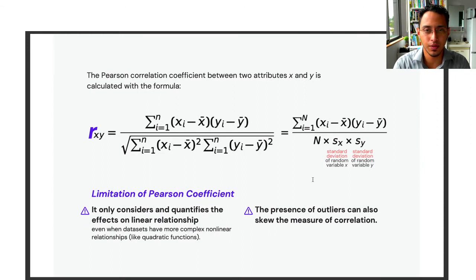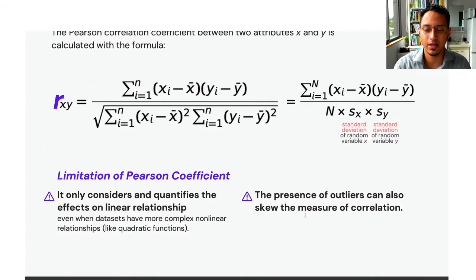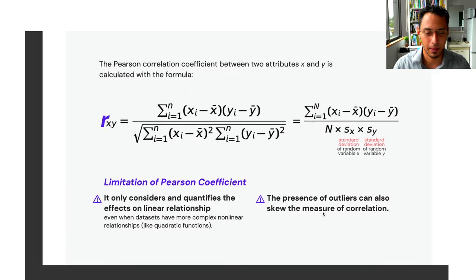But again, I want to note the limitations of this Pearson coefficient. There are two limitations. First, it only considers and quantifies the effects of linear relationships. So even when the data set has more complex nonlinear relationships like quadratic functions, the Pearson coefficient can only detect the linear correlation. And also, if there is an outlier, it can skew the measure of correlation. The more outliers it has, the less and less accurate the value of the correlation becomes.